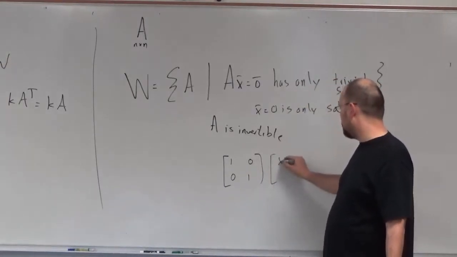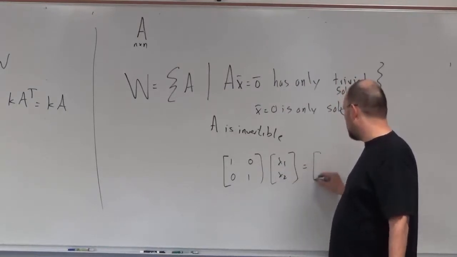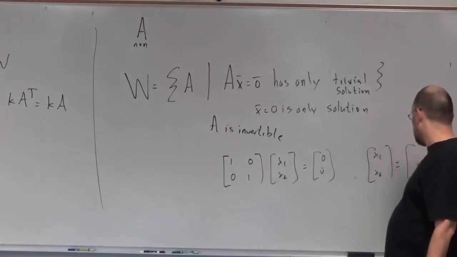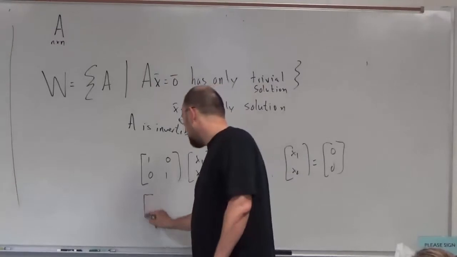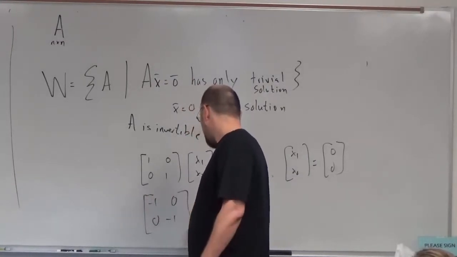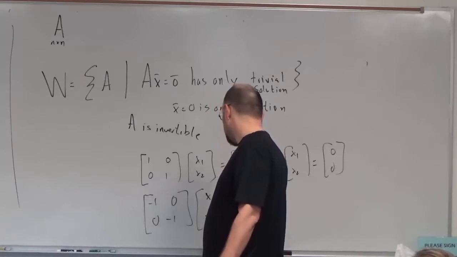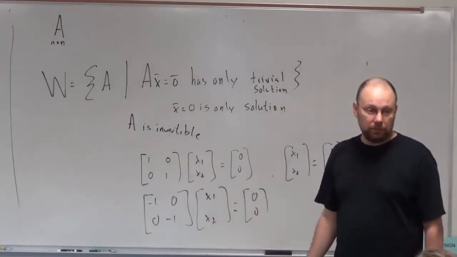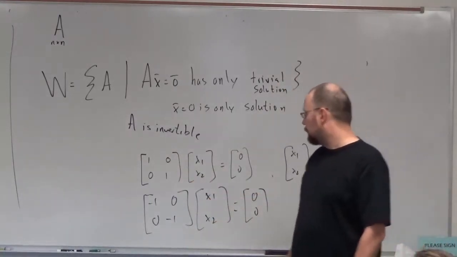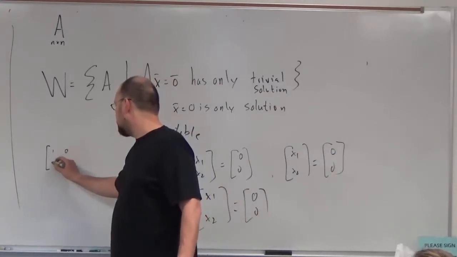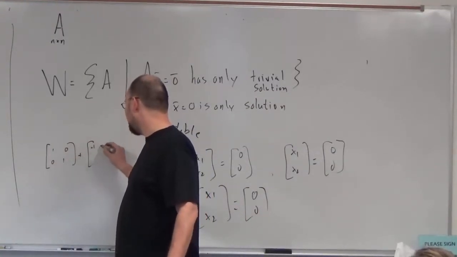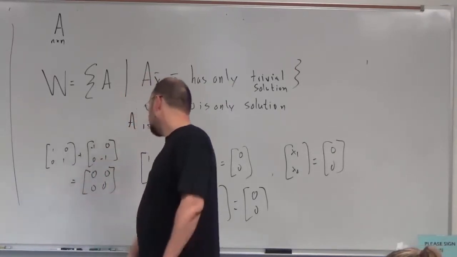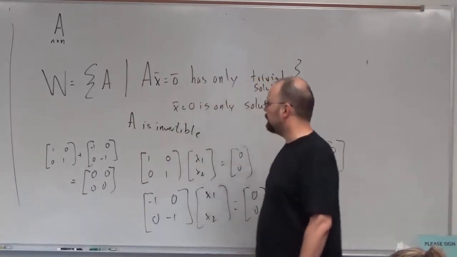If you have this times unknowns equals the 0 vector, this homogeneous equation, you only have one solution. This must be 0. This is another invertible matrix. And the only solution to this equation is the trivial one. If I add these two matrices, do I get something that's invertible? No. So a counterexample: I can take two invertible matrices, add them, and the result is not necessarily invertible. So W is not closed under addition.